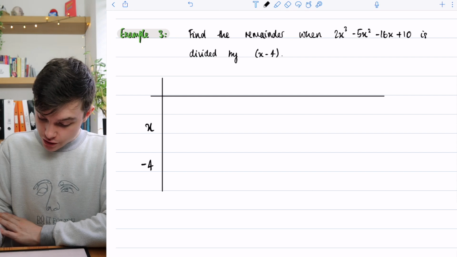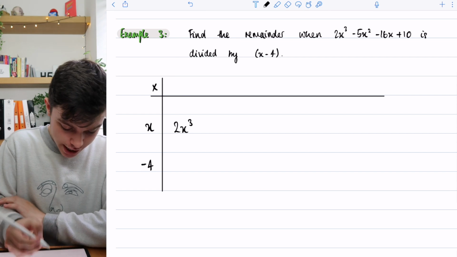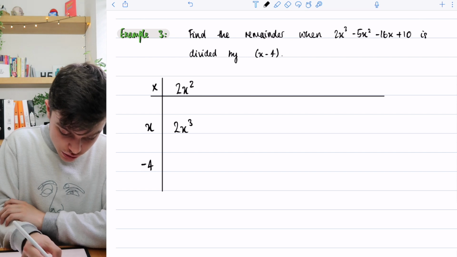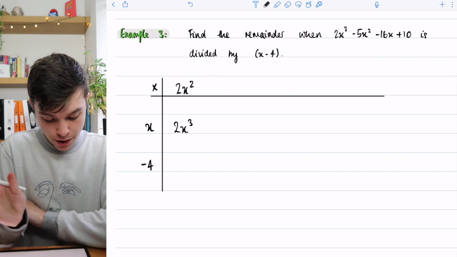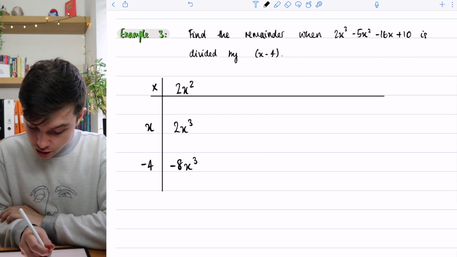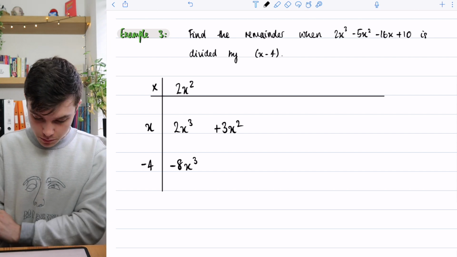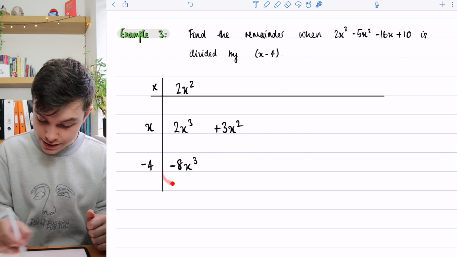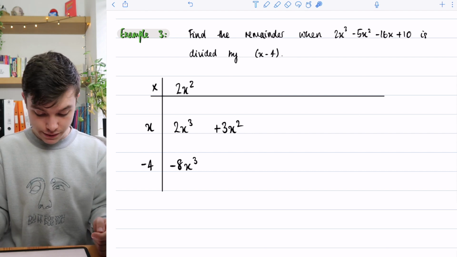So I'm going to start with my first term, and it's going to be 2x cubed. What do I need to multiply by? I need to multiply by 2x squared, so that 2x squared times x gives me the 2x cubed. Multiply over here then, we'll have minus 8x cubed, and then working along the diagonal I can see I'm going to need to add 3x squared. The reason I'm going to need to add 3x squared is because I need to go from minus 8 to a minus 5. So adding 3 will get me to the minus 5.